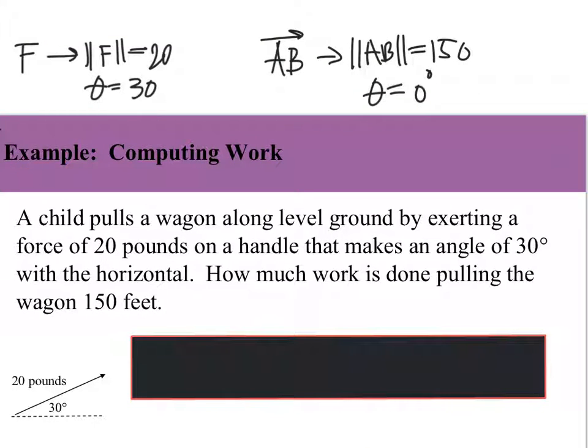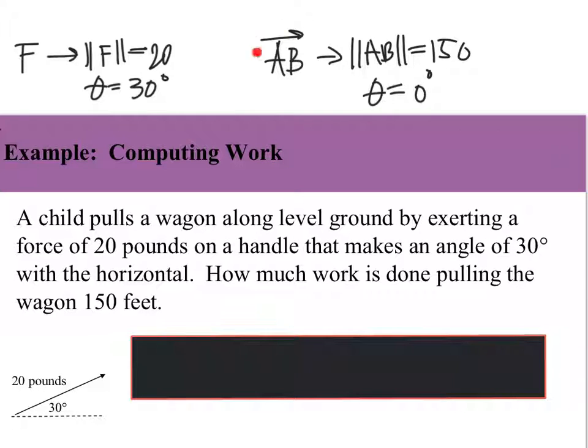So we're back to this question. A child pulls a wagon along level ground by exerting a force of 20 pounds on a handle that makes an angle of 30 degrees with the horizontal. How much work is done pulling the wagon 150 feet? So we have the force and the direction at which that force is being applied. The magnitude of the force was given to be 20 pounds. The theta, the direction angle of that force, is 30 degrees.